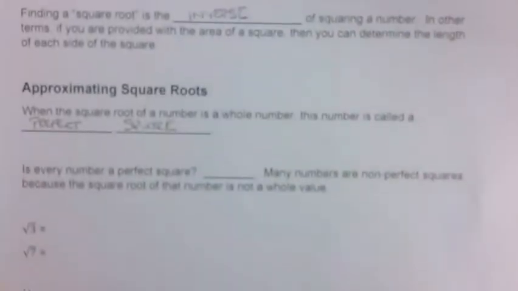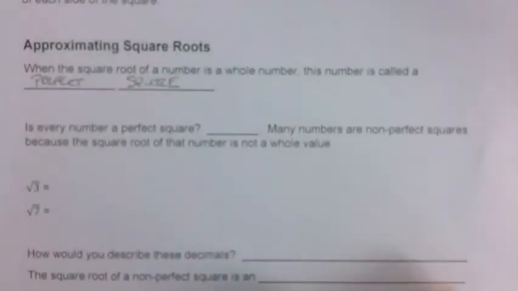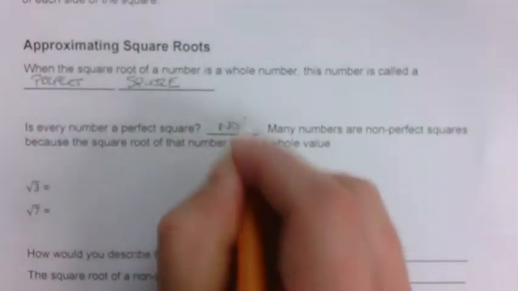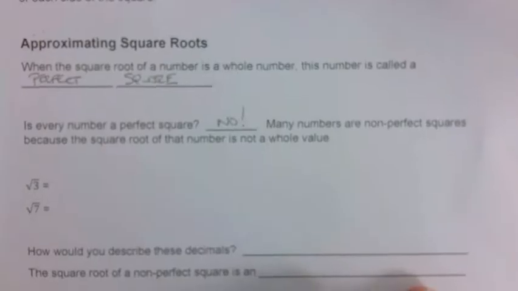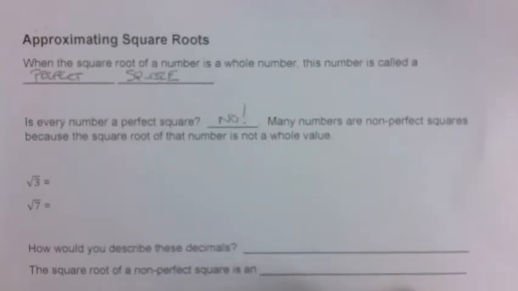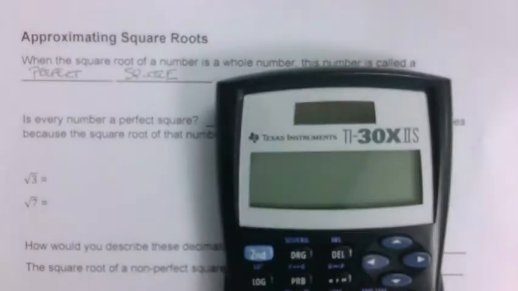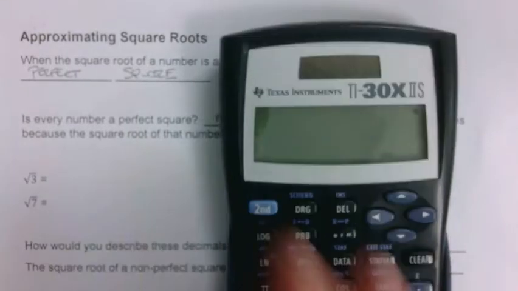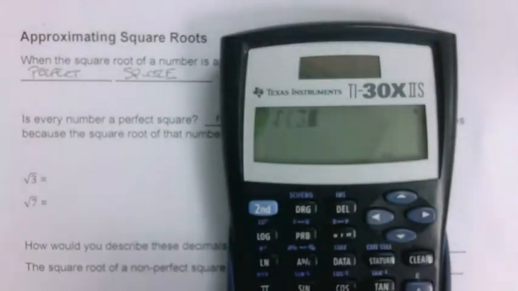Now, is every number a perfect square? Well, of course not. Not every number is a perfect square. Many numbers are non-perfect squares because the square root of that number is not a whole value. Take, for example, the square root of 3 and the square root of 7. If I were to use my calculator and type in the square root of 3, there we go, square root of 3. Well, notice that I get this long decimal.